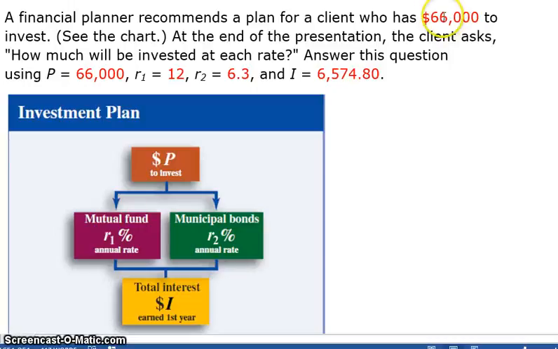Someone has $66,000 to invest, so their principal is $66,000, and they're investing in two different places: mutual funds with a 12% interest rate and a bond with a 6.3% interest rate. And here's how much interest they earn after a year. And this picture is just supposed to show you the flow of the money.